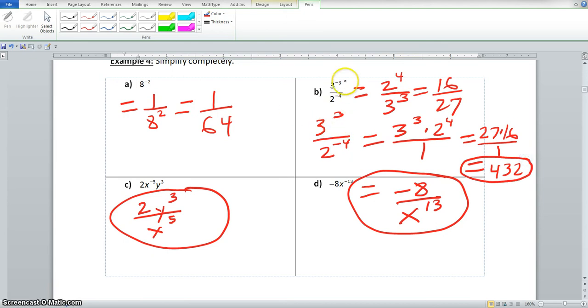Now, as you see, there's a distinct difference here. These two shifted places because both were negative. But since this was the only one that was negative, this is the only one that shifted its place.